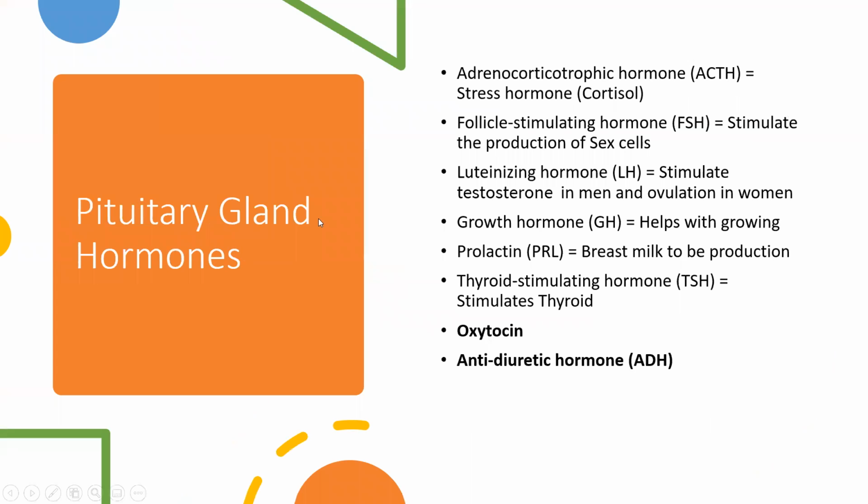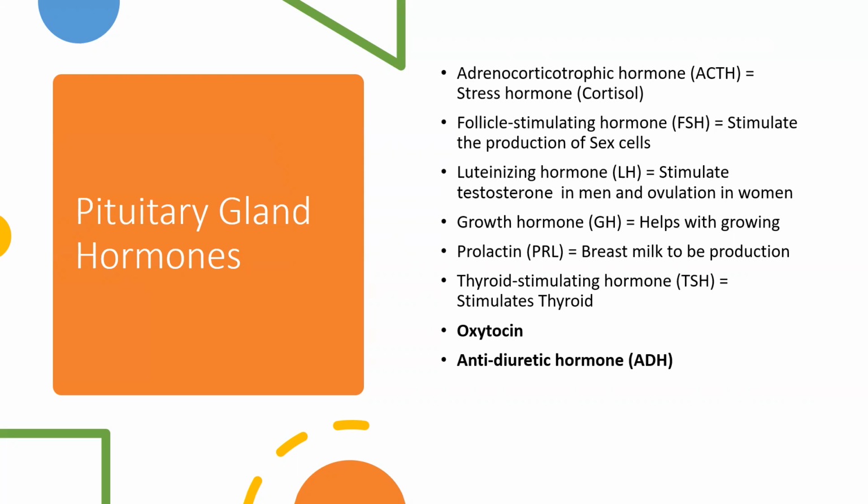So the pituitary. You have your ACTH, or adrenocorticotropic hormone, which basically leads to cortisol. It's a stress hormone. Follicle stimulating hormone stimulates production of sex cells, sperm, eggs, and ovulation. Luteinizing hormone helps stimulate testosterone in males and females. Mainly, we cover this more in females than males, because males have testes that help produce testosterone anyway. This is the main way women get testosterone in their system.